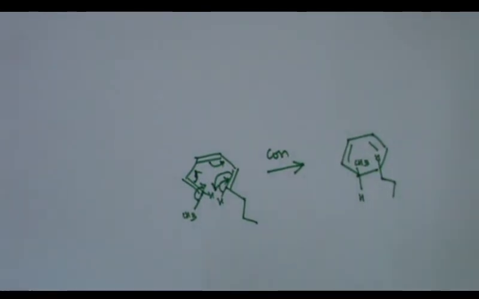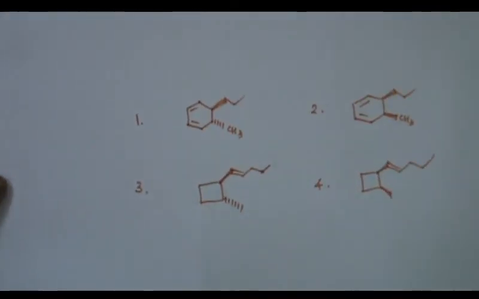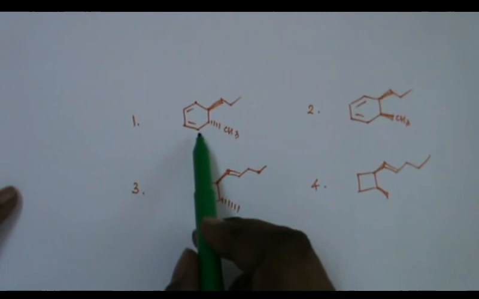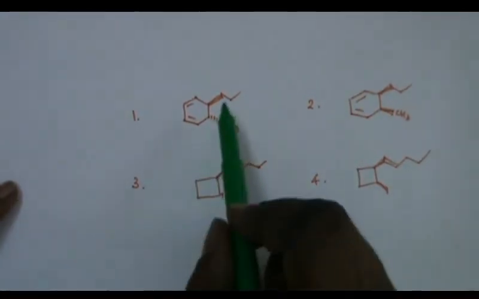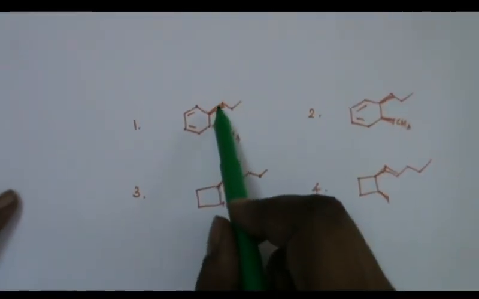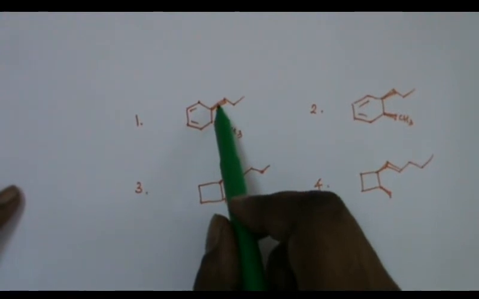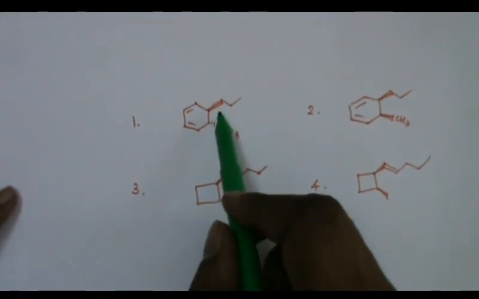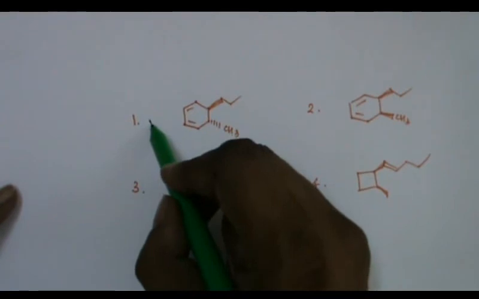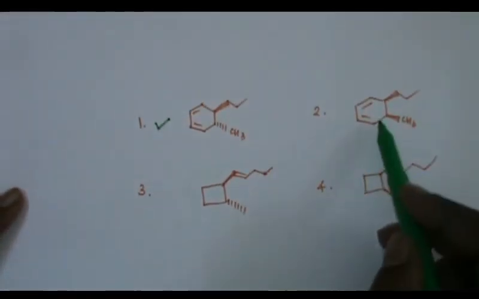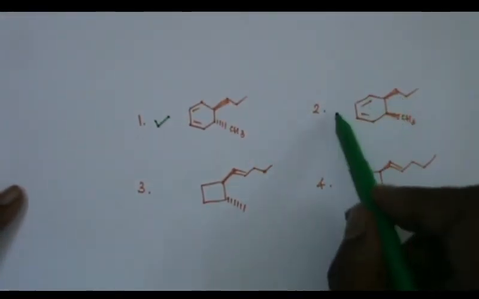Now let us go to the given options. First one, it is 6-member ring. This also 6-member. Whether the stereochemistry is cis or trans? It is trans as per the mechanism. So this is the answer. The second option, it is cis. That is not possible.